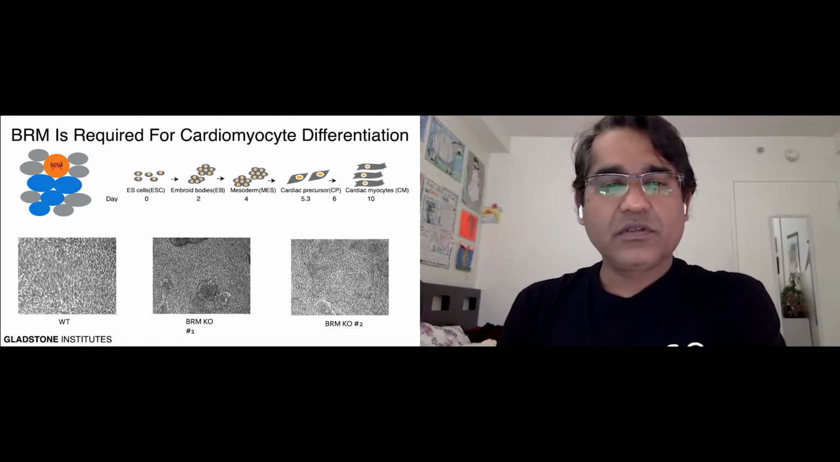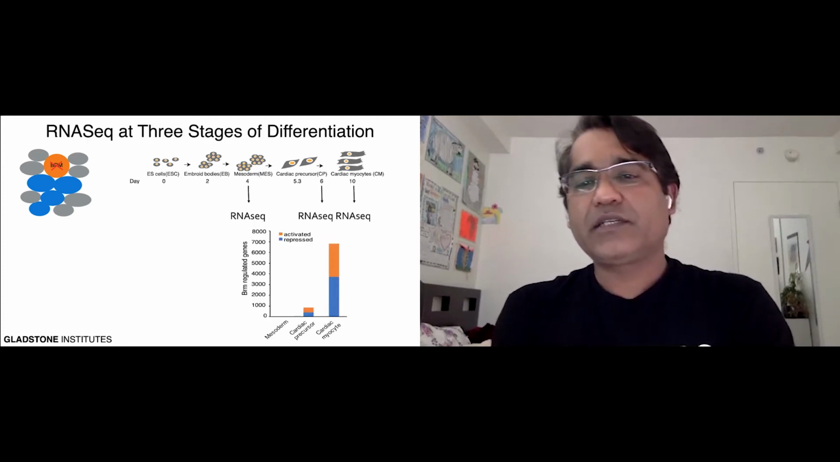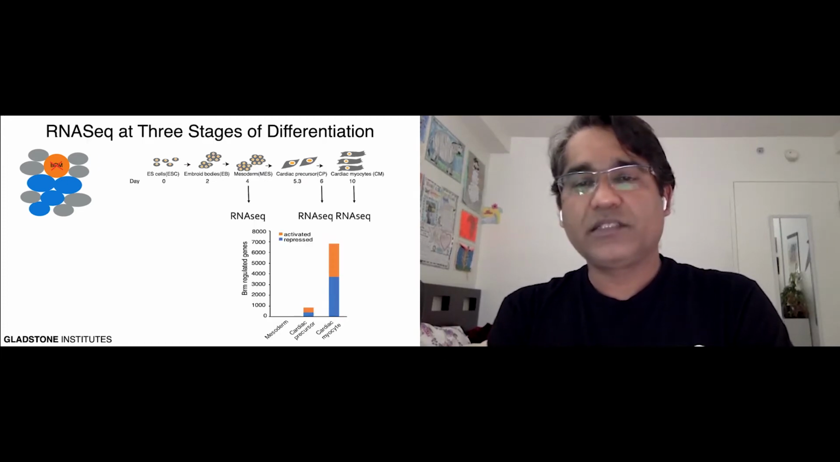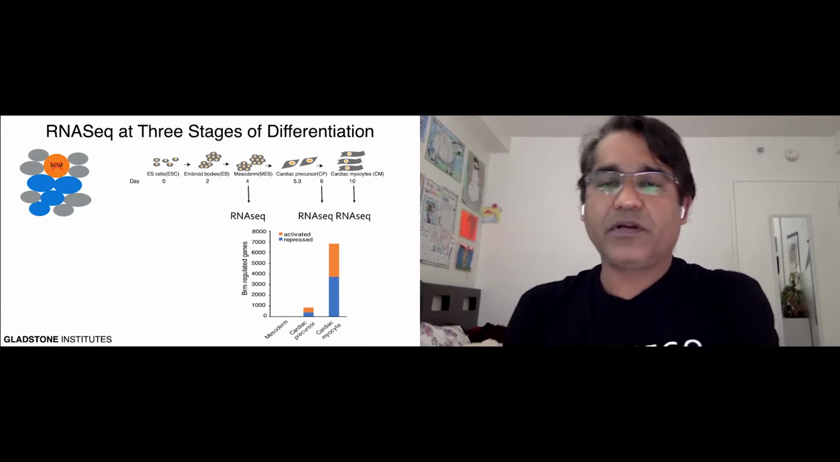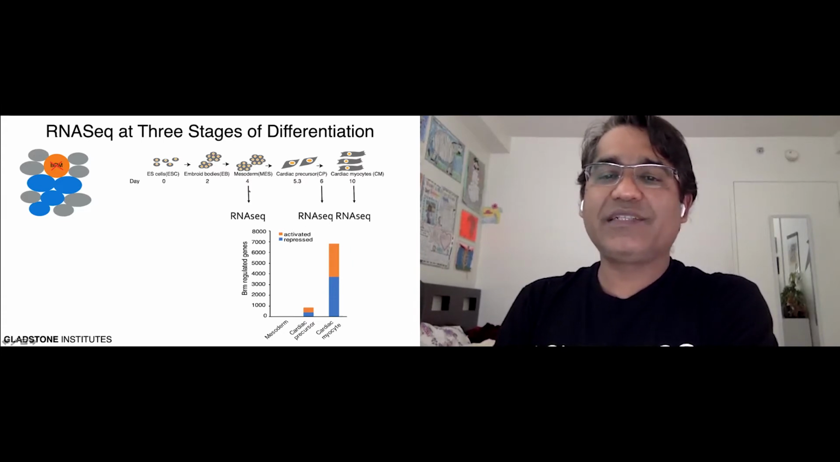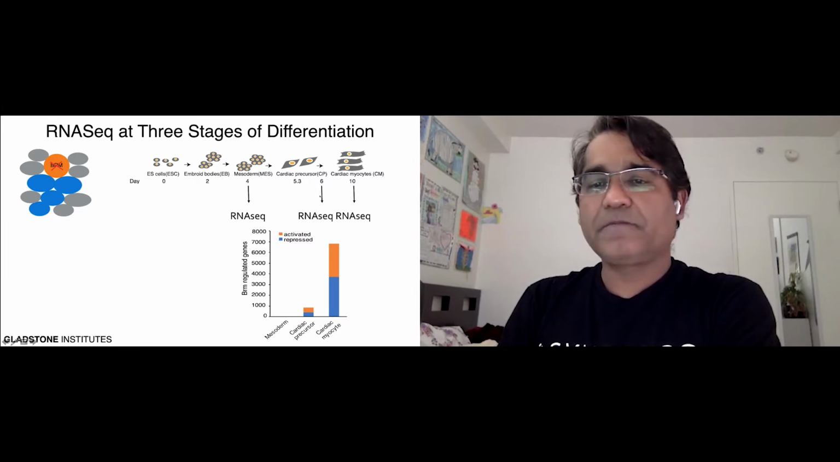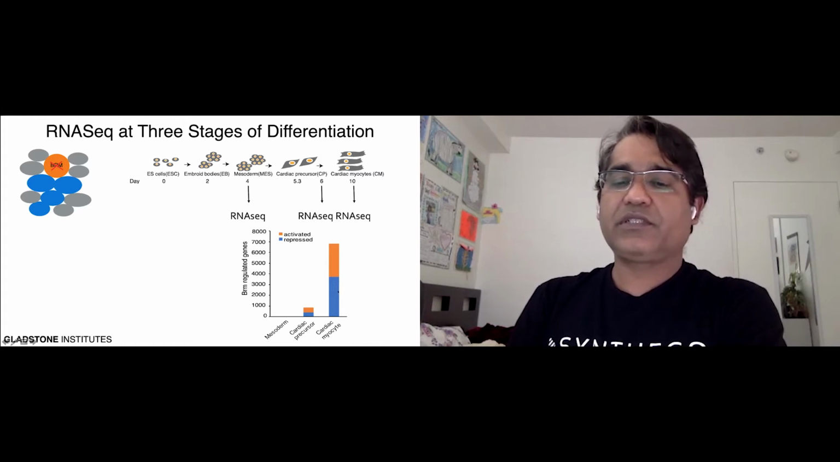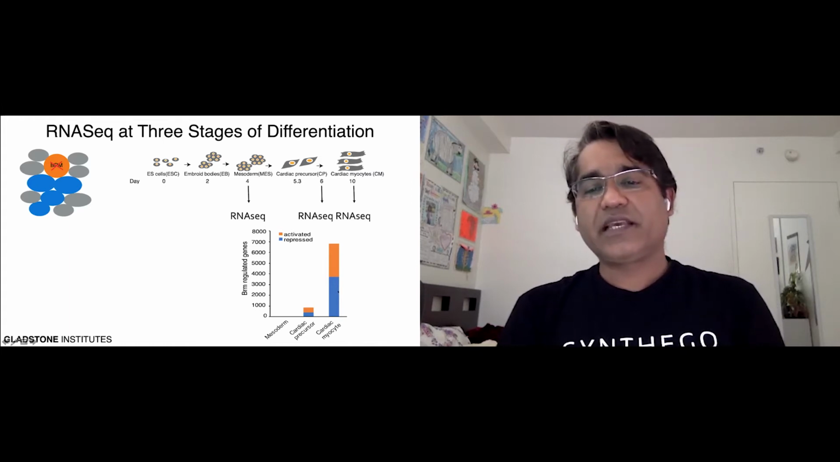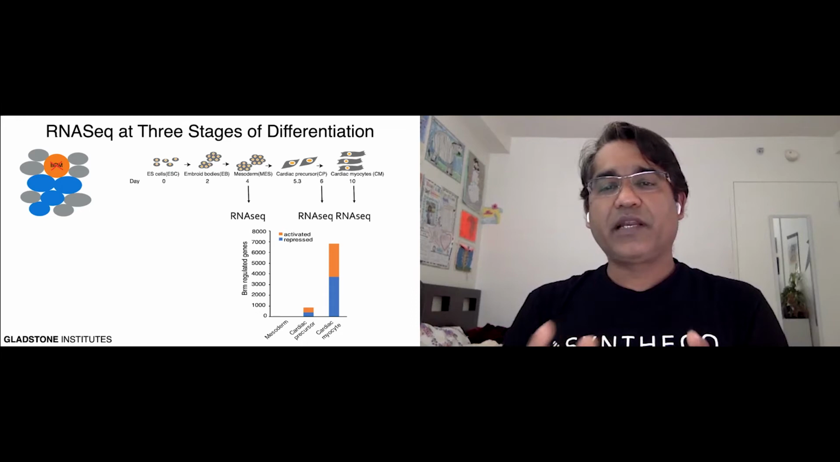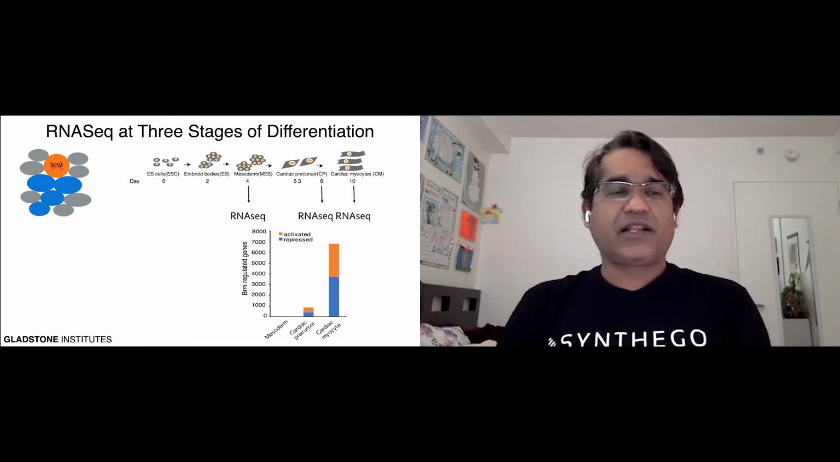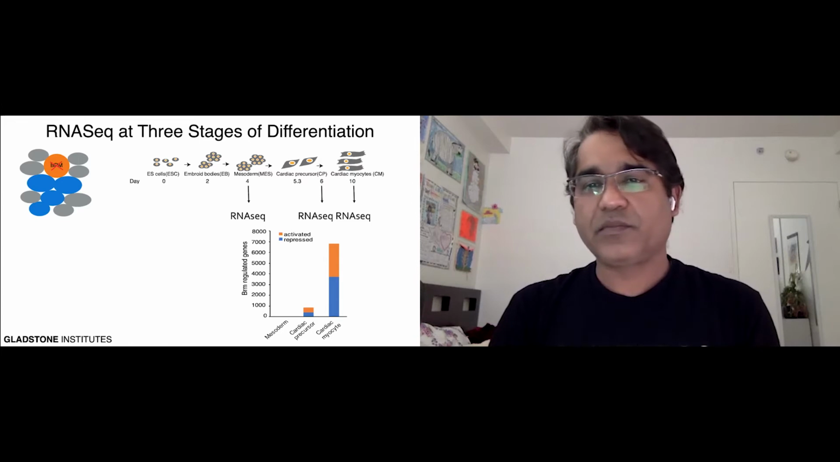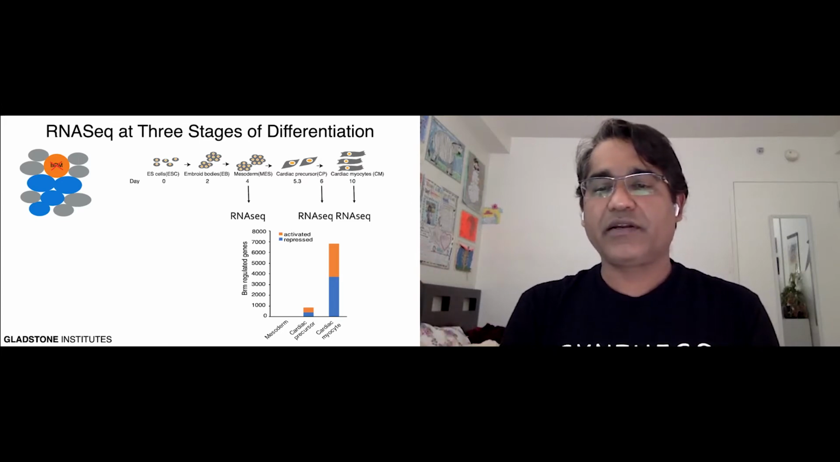BRM knockout. We performed RNA-seq to understand which genes are getting up or down regulated, at 3 different stages during cardiac differentiation: day 4 mesoderm stage, CP stage, and CM stage. At the mesoderm stage, we do not see any changes in gene expression, but at CP and CM stages, mostly they change. And in BRM KO cells, mostly neural genes are upregulated, and at that point we asked, why is it happening? And cardiac genes are downregulated.